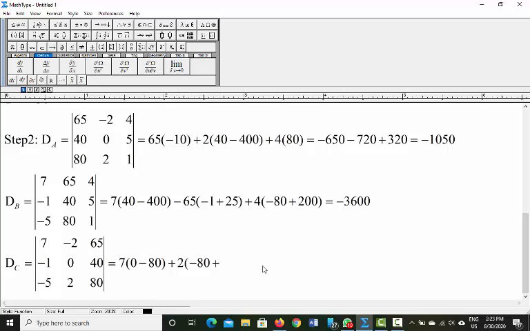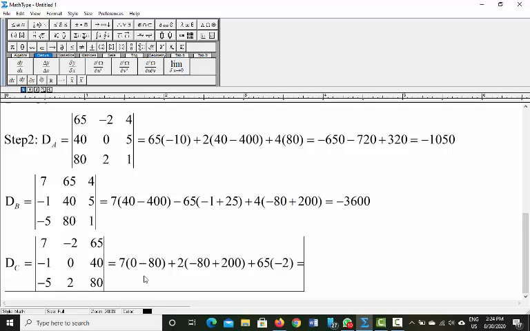Minus a plus 40 multiplied by 5, that is 200, plus 65. Now we are taking this one, so we will ignore this row, we will ignore this column. So we will be left with minus 1 multiplied by 2, that is minus 2. Minus 2 minus, so here there is a 0. So 0, you don't need to write. Right.